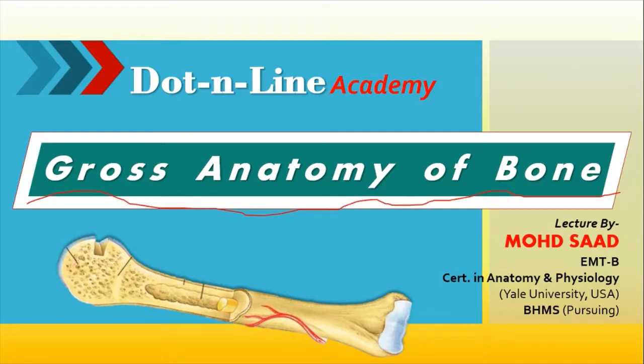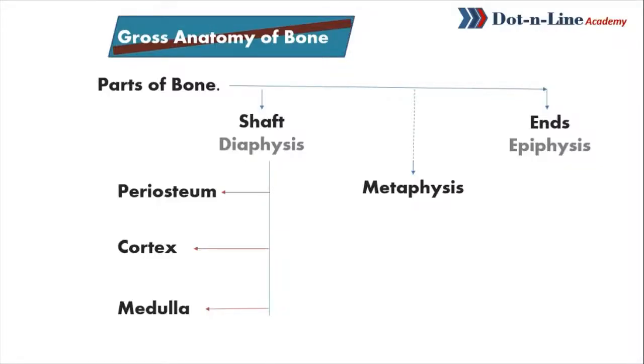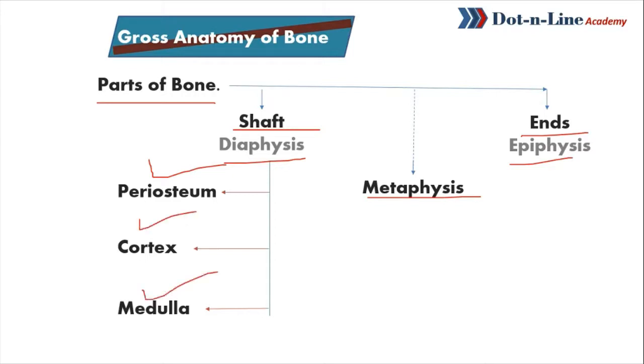Okay, so without wasting any time, let's dive in and see what topics we are going to study in this video. We are going to study the gross anatomy of bone, and in that we will study the parts of bones. The bone is divided into shaft, metaphysis and ends, that is epiphysis, and the shaft is also called diaphysis. In the shaft there are three parts: periosteum, cortex and medulla. We will study all these topics one by one.